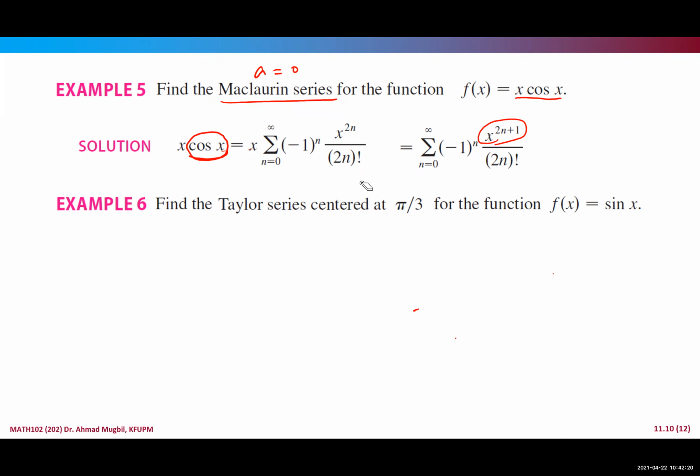So this is what I always say to you, Shabab: use what you have to find what you want. So we have a formula for cosine. So why would I not use it? Now let's take another example.